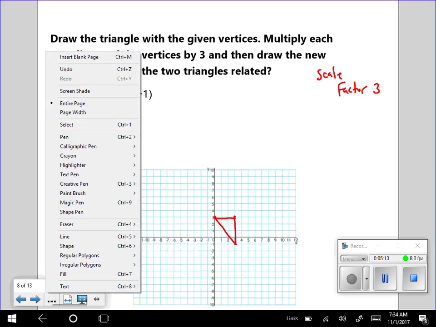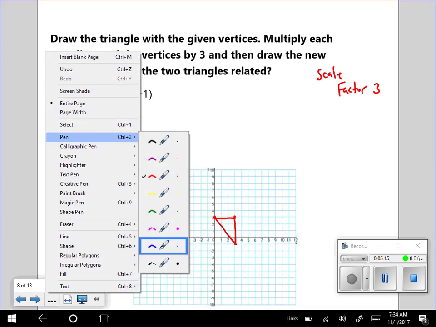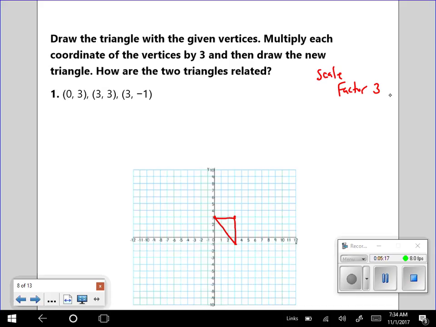Okay, so that's our original triangle. Now we're going to multiply each point by 3 because that's our scale factor. So 0 times 3 is still 0. 3 times 3 is 9. 3 times 3 is 9, and 3 times negative 1 is negative 3.